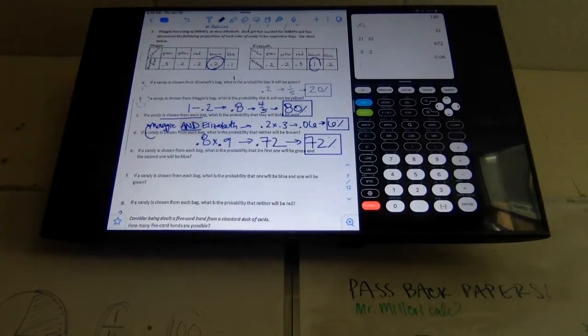If a candy is chosen from each bag, again, same concept as before, what's the probability that the first one will be green and the second one will be blue? We're going from Maggie's to Elizabeth's. Yeah, Drew. Going back to D.